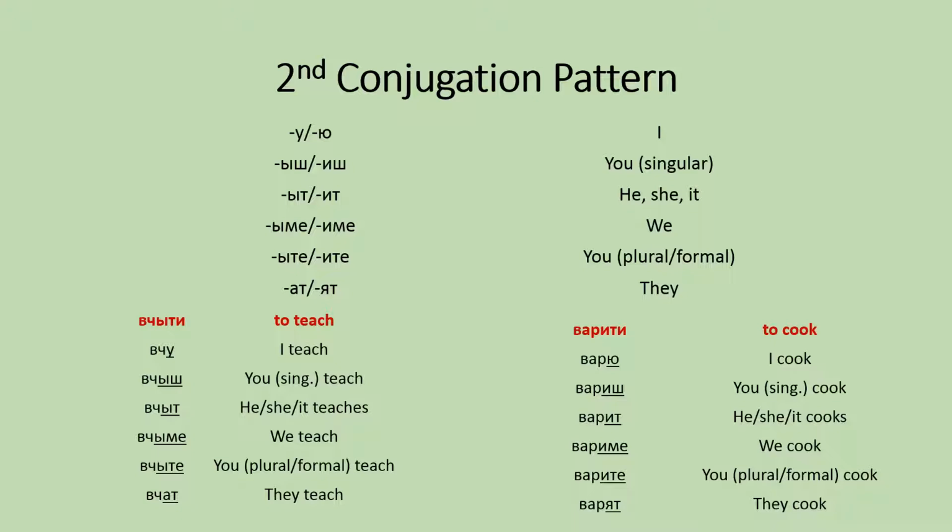Wczymy. Wczymy means we teach. Wczyte. Wczyte means you plural or you formal teach. Wczat. Wczat means they teach. Another verb that follows this conjugation pattern is varete, meaning to cook.